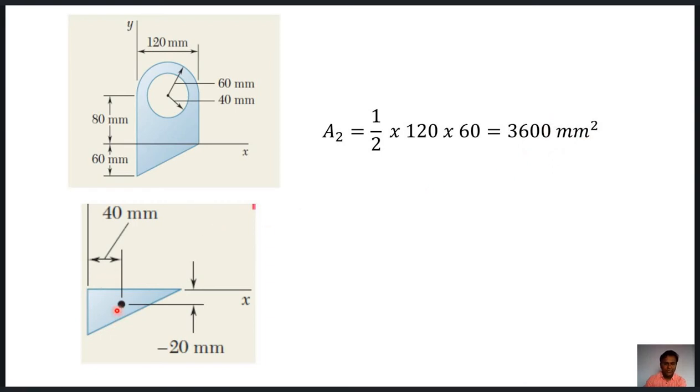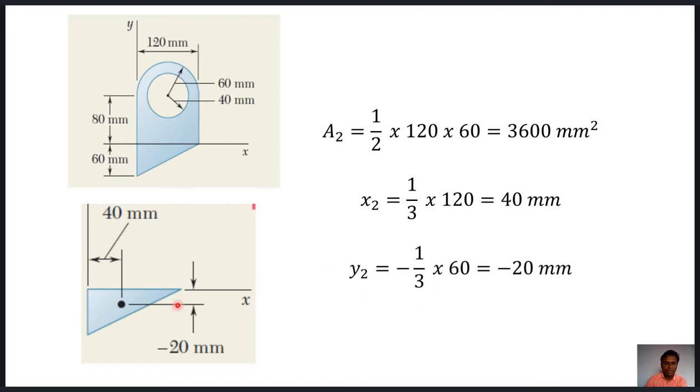Now we have to locate its centroid again from the given x and y axis. From the given y-axis, the distance of the centroid of this triangle is 40. How do we get 40? It is 1/3 of this side, so 1/3 of 120 gives you 40 millimeter. So the distance of the centroid of the second area from the y-axis is 40 millimeter. Similarly we can find y2, which is 1/3 of this height from the given x-axis. The total height of this triangle is 60, so 1/3 of 60 is equal to 20 millimeter.